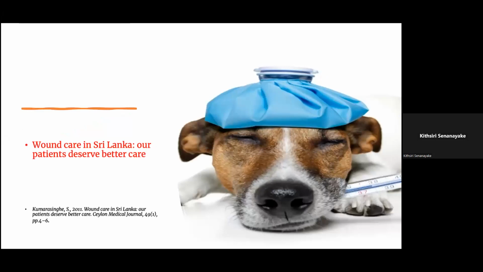So what about our status? This article was done in 2011, written by Mr. Kumar Singh, and he says the wound care in our setting is much poorer, and we need better care. And actually, that is why the Palliative Medicine Society started this program, to promote wound care.